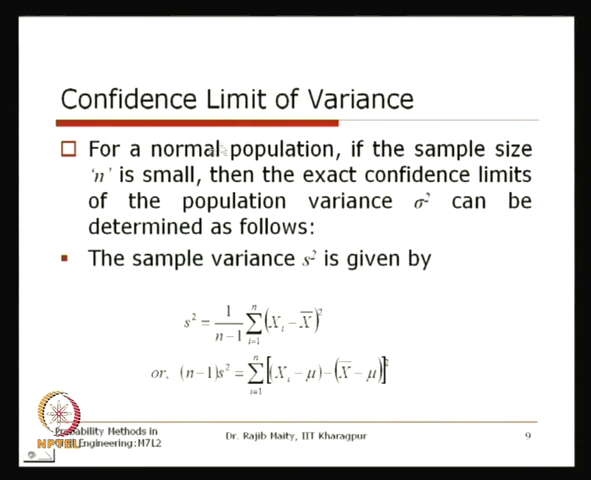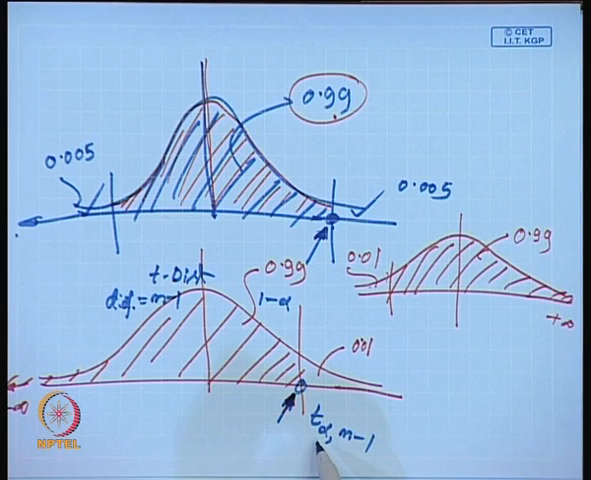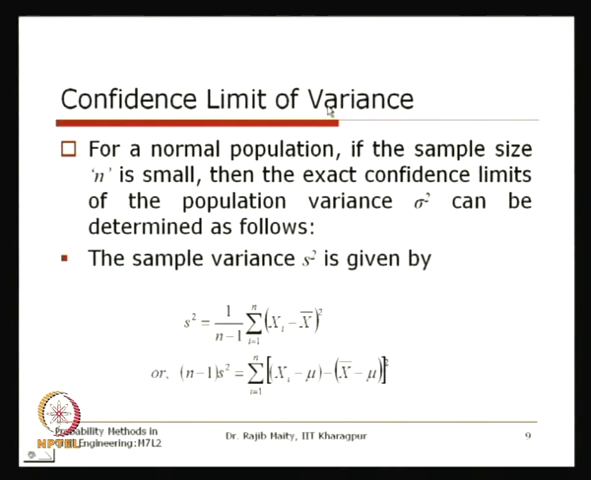Now, the confidence limit of the variance. I hope that what we have discussed for the upper limit and lower limit is clear, with just a small change, and the respective values should be picked up from the standard table. Then you can determine whether the upper limit or the lower limit, whichever is desired. Next, we will move to the confidence interval of the variance.